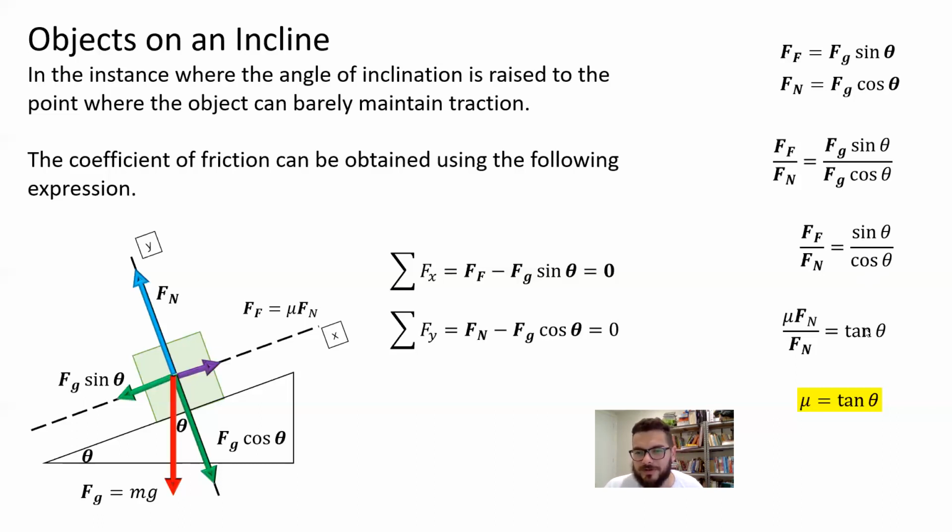And what I've done now is I've substituted the full expression for friction into the other side of the equation. Because I have two normal forces on the other side of the equation, I can cancel them out, and I figure out that the coefficient of static friction in this situation is equal to the tangent of the angle of inclination. And that's the elegant aspect that we're looking at there.